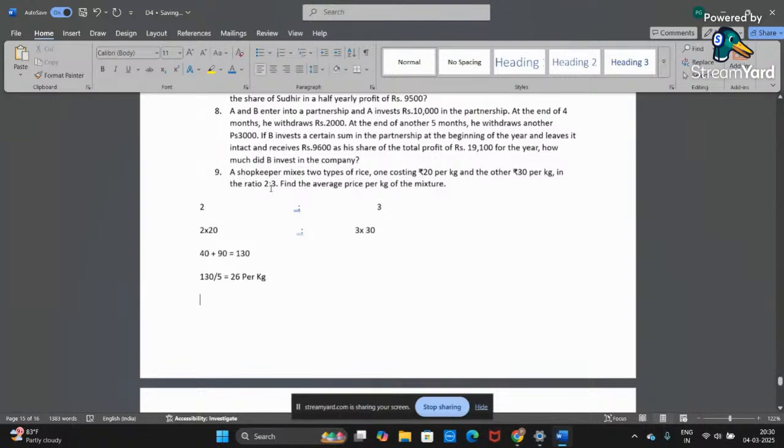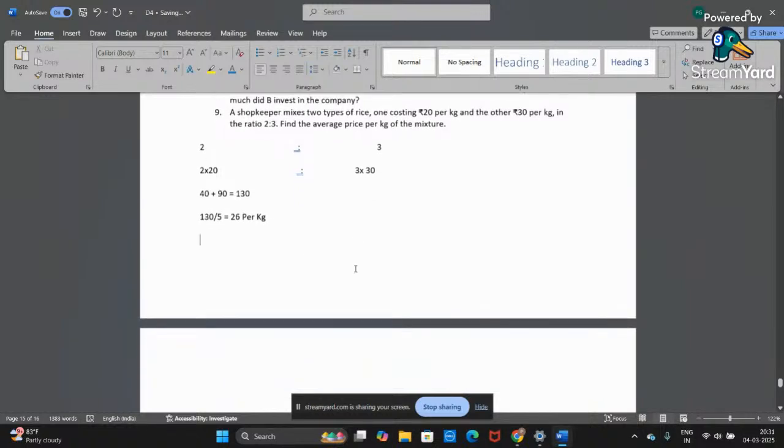See here, in 2 is to 3 ratio, the 20 rupees per kg rice and the 30 rupees per kg rice is mixed. So first what are we doing? First we are multiplying the ratio and price. Same way, 2 into 20, this 2 is the ratio, 20 is the price, again 3 is the ratio, and 30 is the price. So we have to add that and we have to divide by sum of ratio, so that we'll get the average price per kg of the mixture.